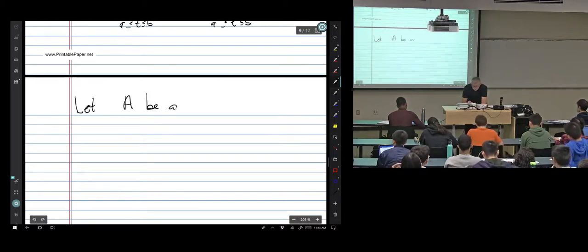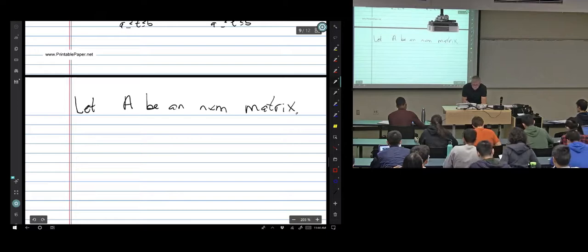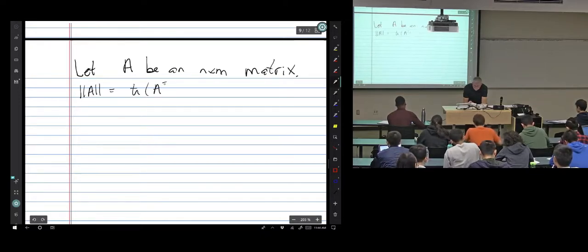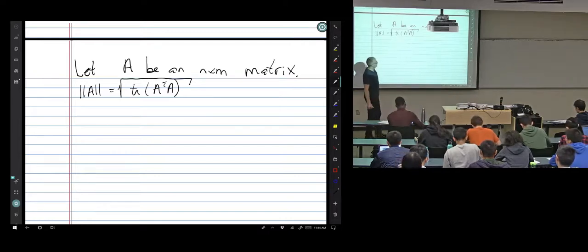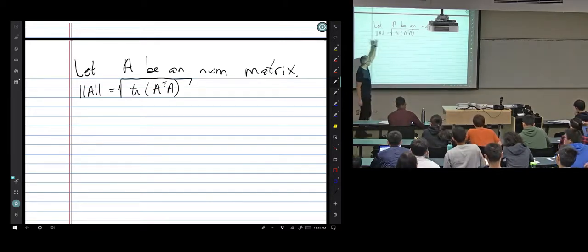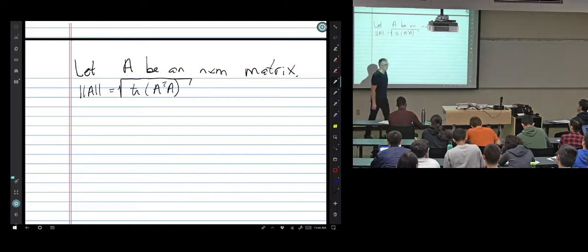Let A be an n by m matrix, then the norm of A equals the square root of the trace of A transpose A. Okay, so I can take my vectors as matrices. I take the trace of A transpose A, that gives me the sum of the squares of the diagonal elements. So sum of the squares of all the elements of A, and I take the square root, and that's another norm as well. So there's tons of them, tons of them, tons of them.